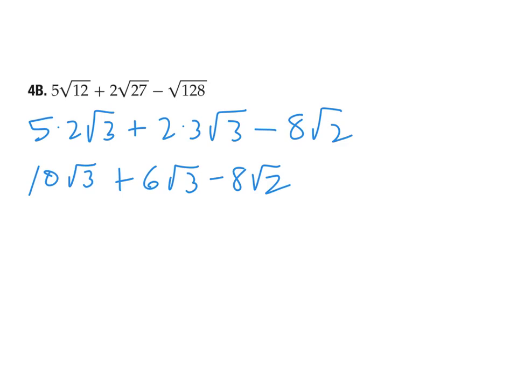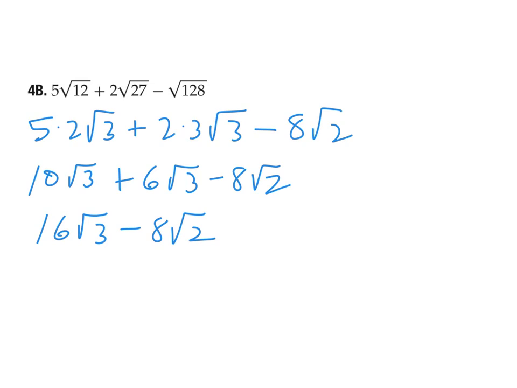Now, once I have that, okay, I can multiply this. That's 10 root 3, 6 root 3, 8 root 2. So yeah, this one's going to be off on its own. I'm not going to be able to combine it. These two both have square roots of 3. So what is this part going to give me here? 16 square root of 3. 16 square root of 3 minus 8 root 2, and that's all I can do. I can't combine these together because they have different numbers under the radical, so that's it, I'm done.